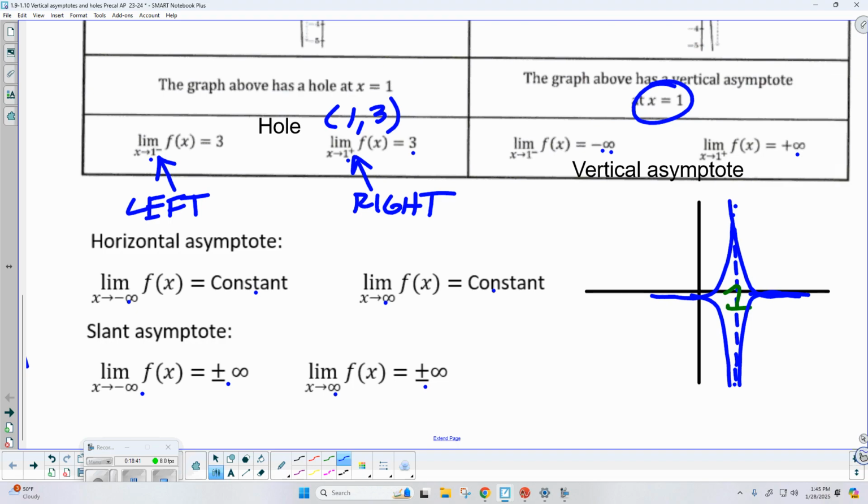So that seems like a whole lot of information. We're talking about holes. Hole. Come on.